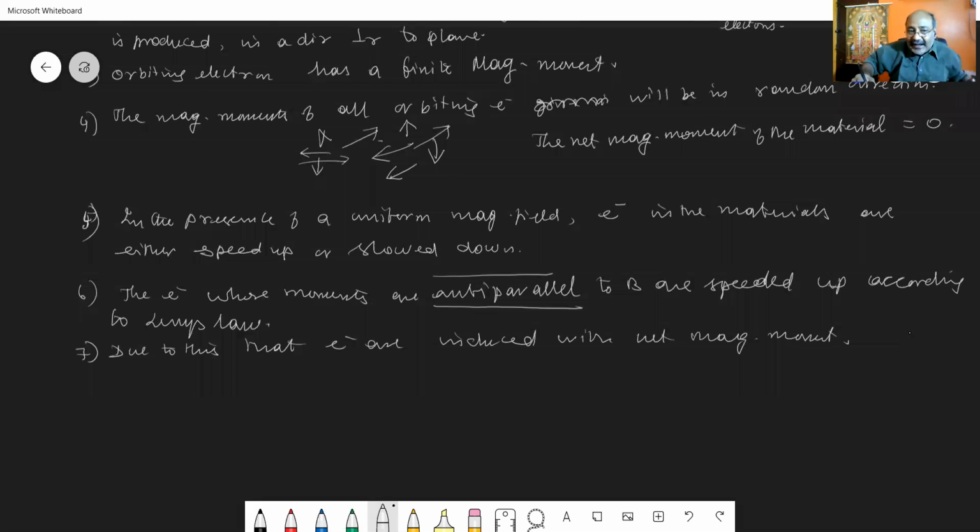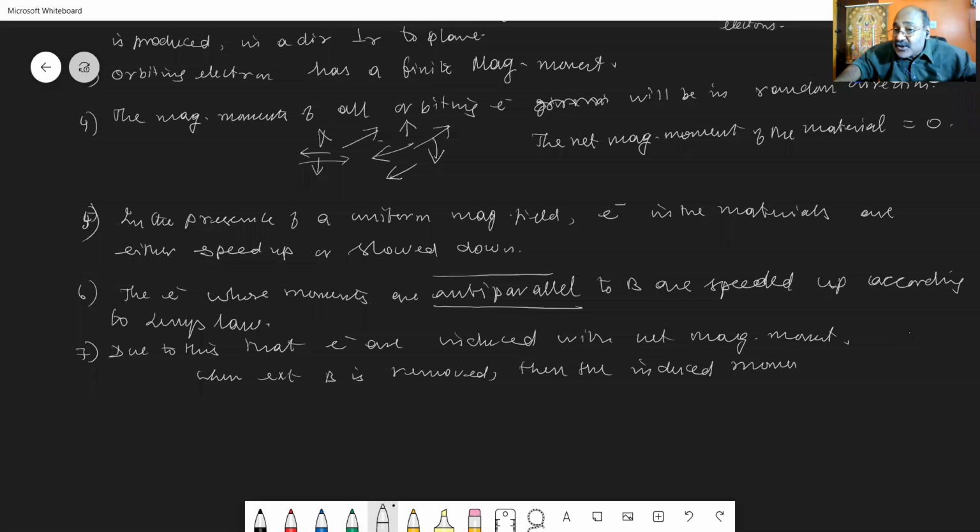We can also say it like this: when this external magnetic field B is removed, the induced moment will also become zero, that is, the induced magnetic moment will be removed. Okay, what is the next point?